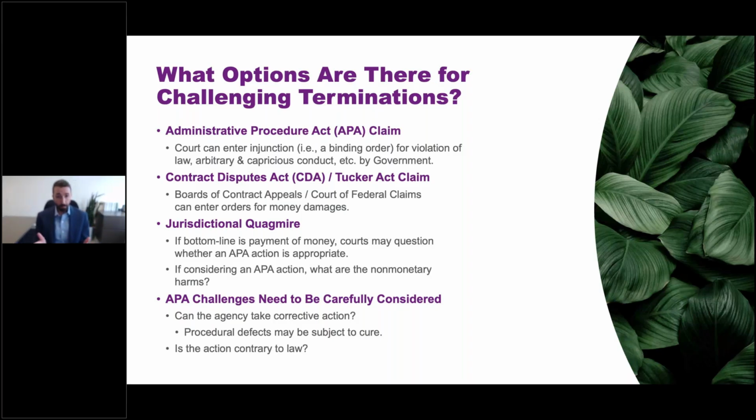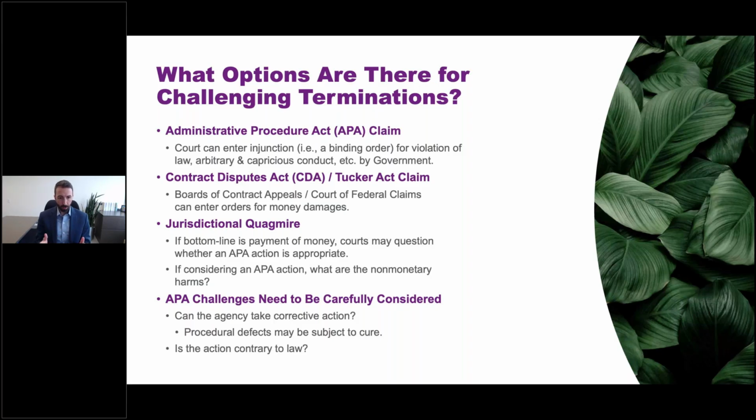The reason I'm bringing it up is under the Contract Disputes Act, at a Board of Contract Appeals or the Court of Federal Claims, you can't get injunctive relief. You can get money damages, and those courts and forums can decide legal issues on the way to a money damages judgment. But if you want injunctive relief, that's under the APA. Now, you can get declaratory relief. You can get a contract interpretation at a Board of Contract Appeals or the Court of Federal Claims. But if you're looking for that injunctive, that binding order relief, that's the APA.